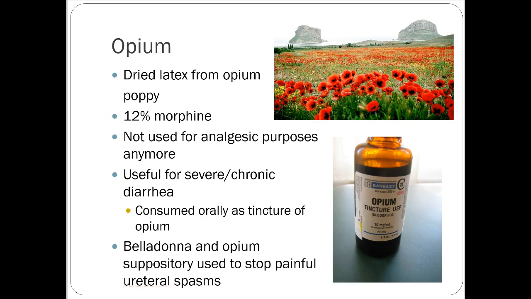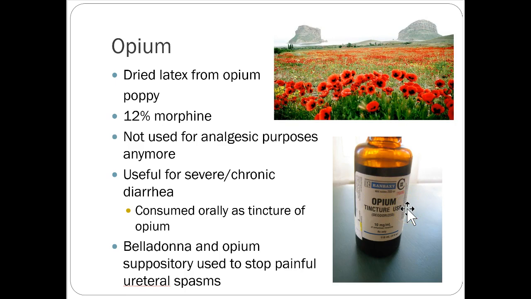Opium itself isn't a very powerful analgesic. It's 12% morphine, and so we don't really use it all that much. However, it is still available, really because of its mild opioid abilities but good job at constipating people. For people with chronic or severe diarrhea, you can consume this as a tincture. So it comes as this brown liquid. That's really the only use of opium.